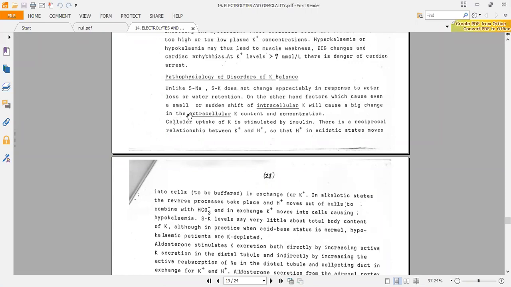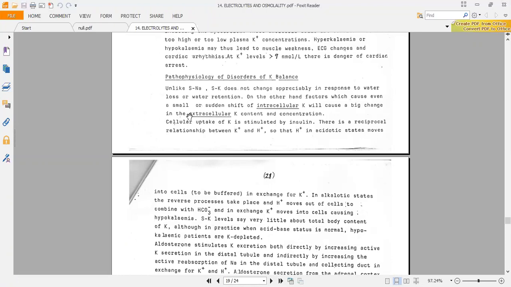If you have high levels of aldosterone, you are going to reabsorb a lot of sodium into your blood, so you get hypernatremia. Two, you are going to lose a lot of potassium in your urine, so you get hypokalemia. Three, you are going to lose a lot of acid. If you lose a lot of acid, your blood will become alkaline, so you are going to get alkalosis. Okay, so that's the effect of aldosterone on potassium.